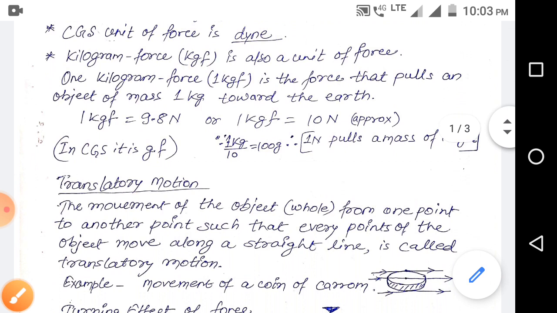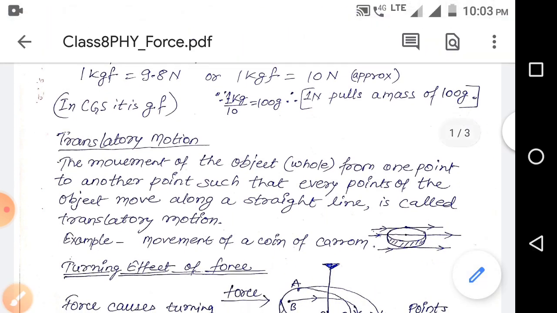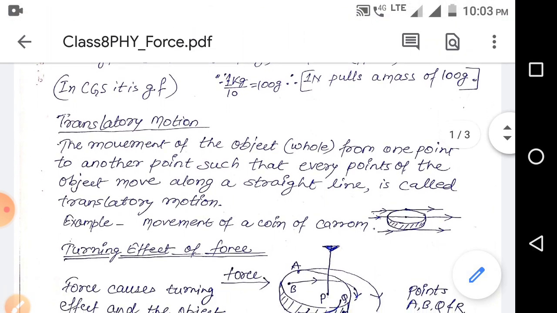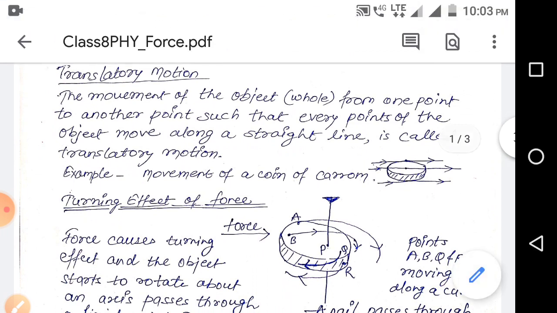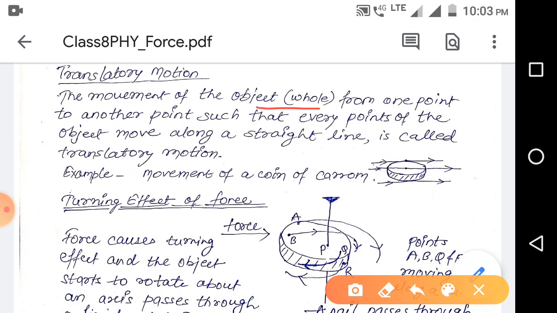Now go to the next topic, translatory motion. So what is translatory motion? Translatory motion is the movement of an object, the whole object, from one point to another point such that every point of the object moves along a straight line. This motion is called translatory motion.